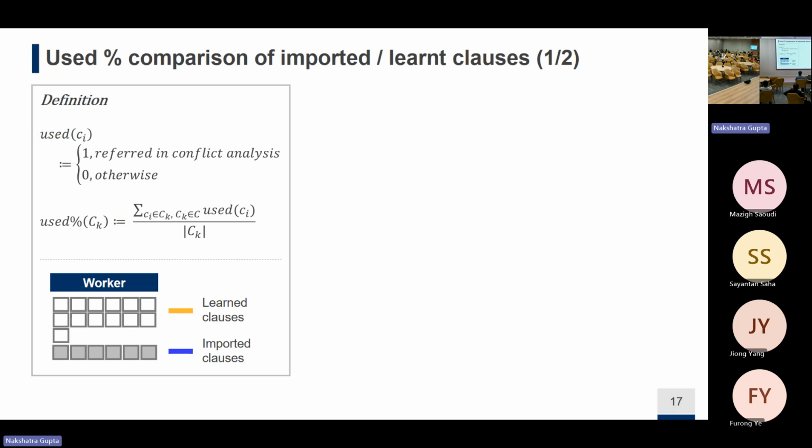Given a learnt clause, this clause has a Boolean value, and it gets 1 if that clause is referred to in conflict analysis at least once. And given a set of learnt clauses, this used percentage indicates the percentage of used clauses in this set. We compared the used percentage between shared learnt clauses and the learnt clauses which a worker obtains by itself.